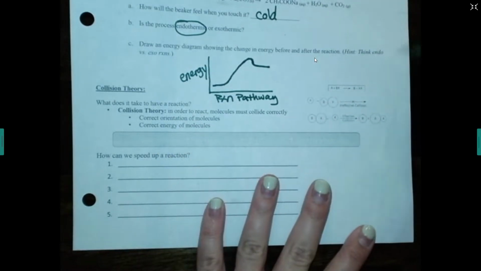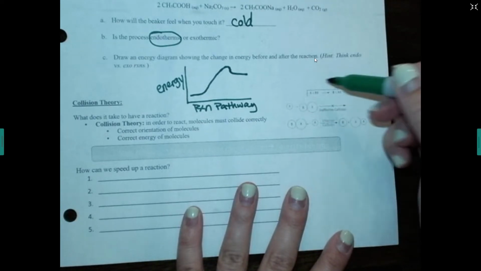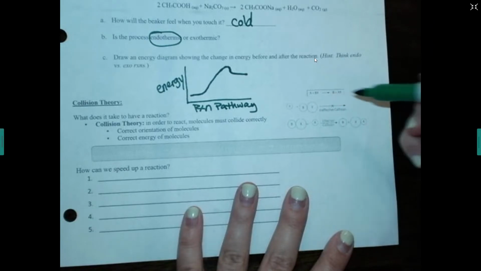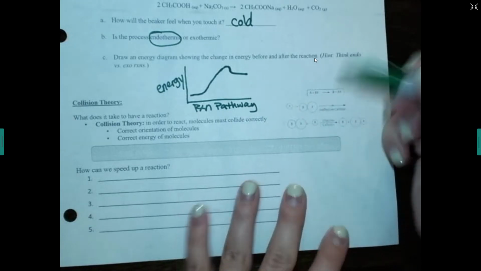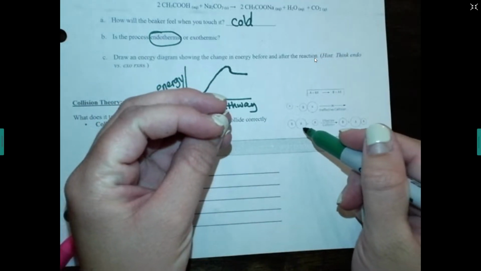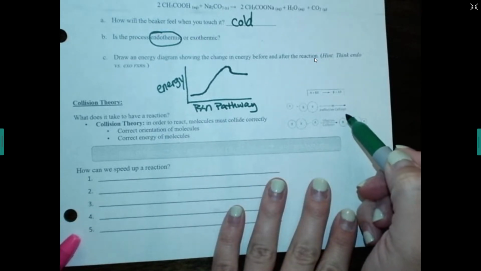Here you have a little picture. It's kind of tough to see, but it's basically saying A is going to collide with BX to make B and AX. Well, if A doesn't collide with the right side of the molecule, like the X, then the reaction is not going to be effective.